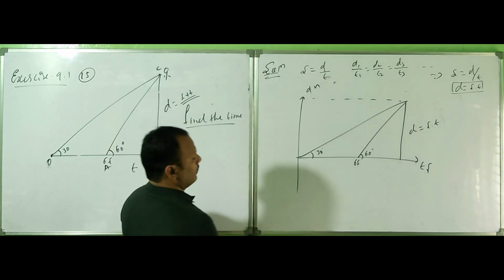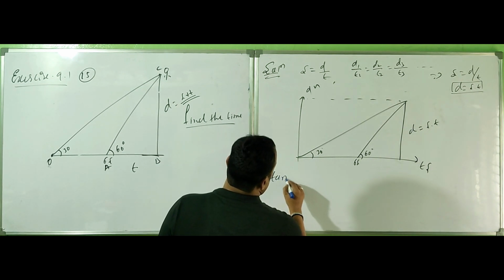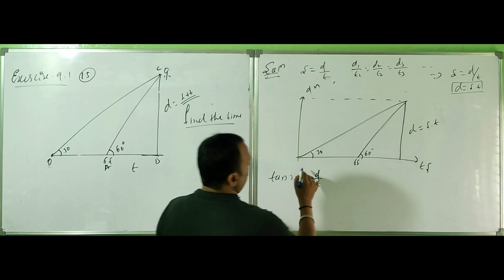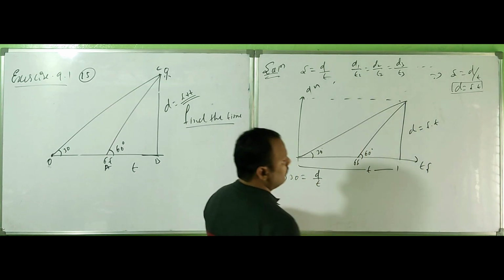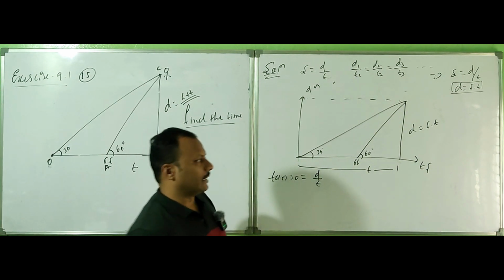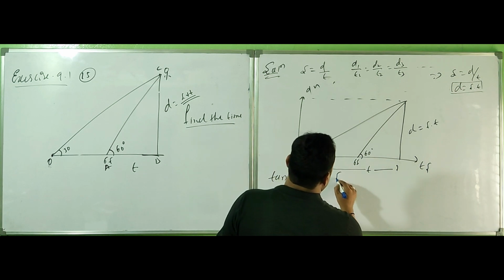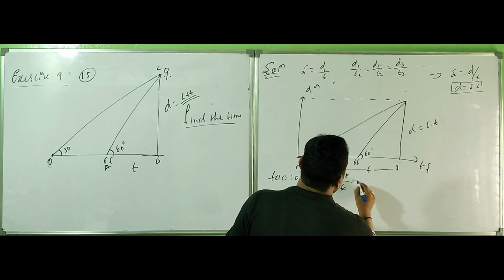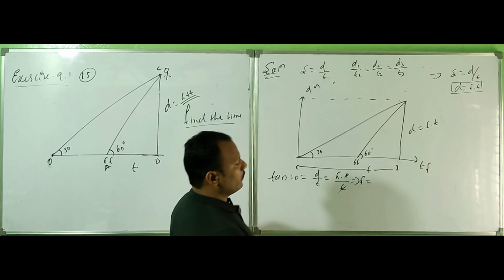But here, first tan 30 is equal to d by t. The whole is t to meet this angle. This is S into t by t. The t gets cancelled. So S is equal to, this implies for tan 30, 1 by root 3.